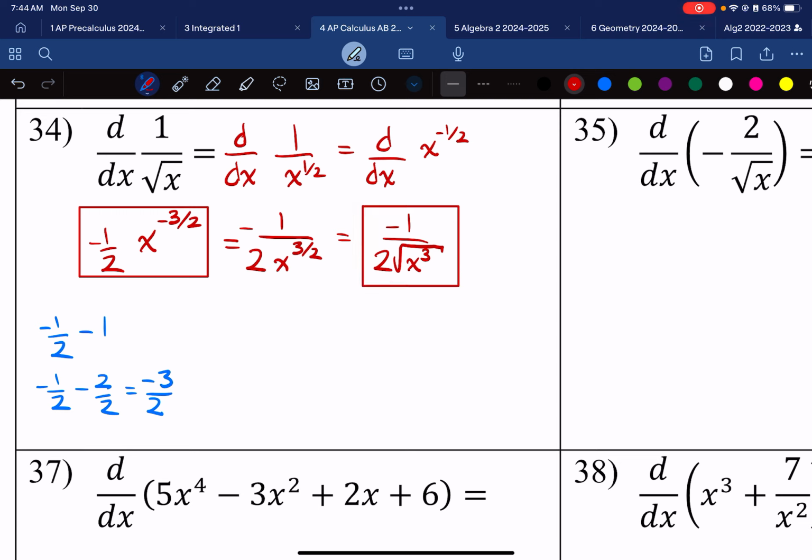So as a minor note, I know that you guys have mastered Algebra 2, but let me remind you, this 3 can live inside the radical or it can live outside the radical.